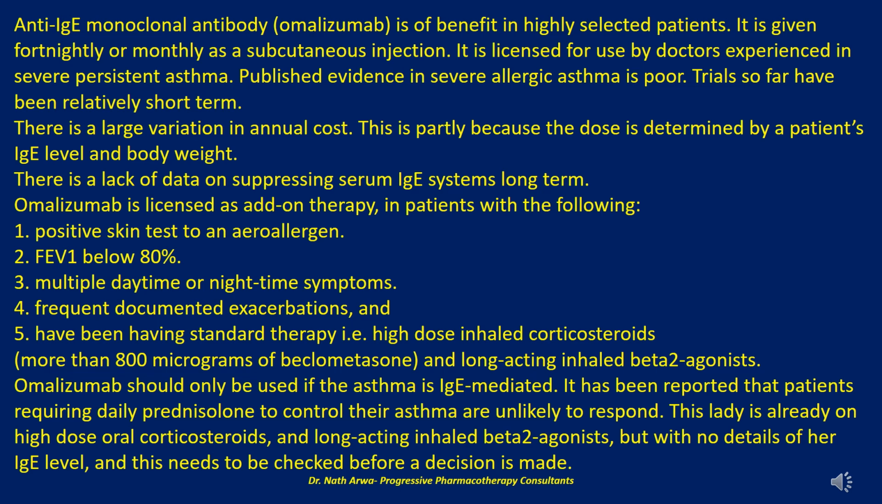Published evidence in severe allergic asthma is poor. Trials so far have been relatively short-term. There is a large variation in annual cost. This is partly because the dose is determined by a patient's IgE level and body weight. There is a lack of data on suppressing serum IgE systems long-term.